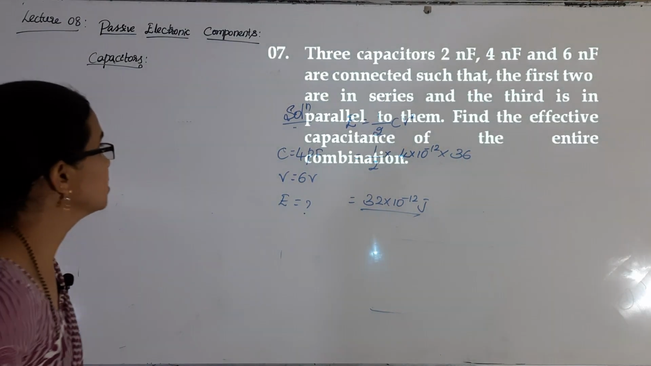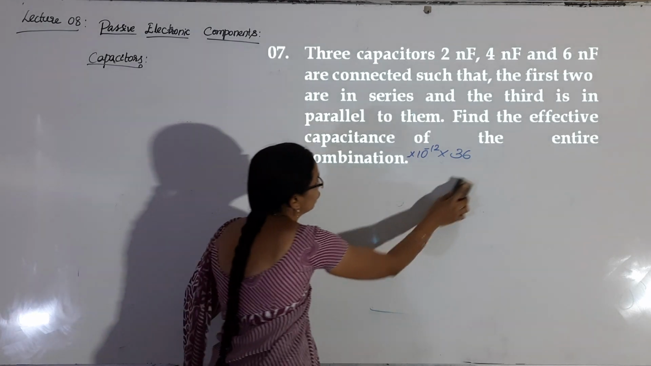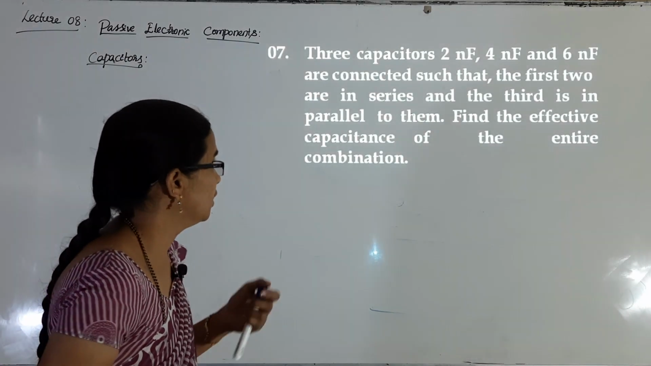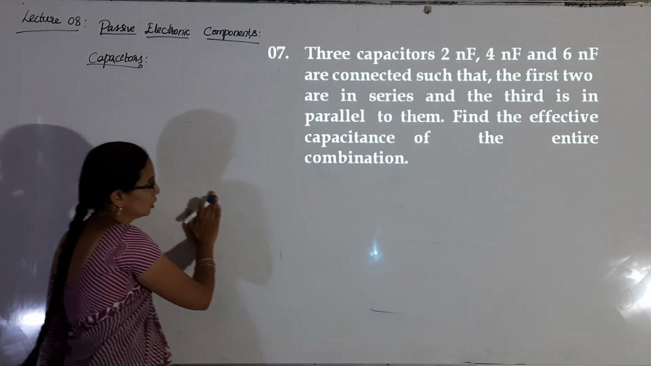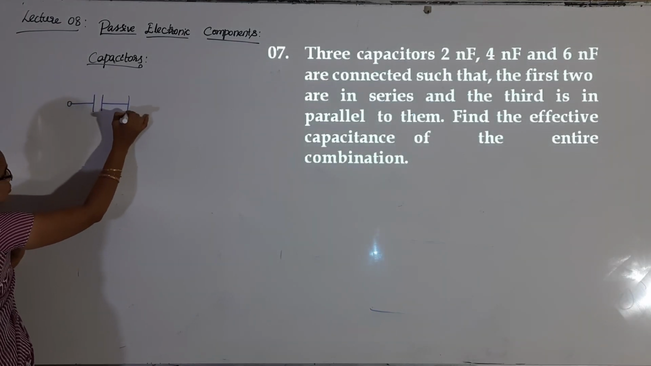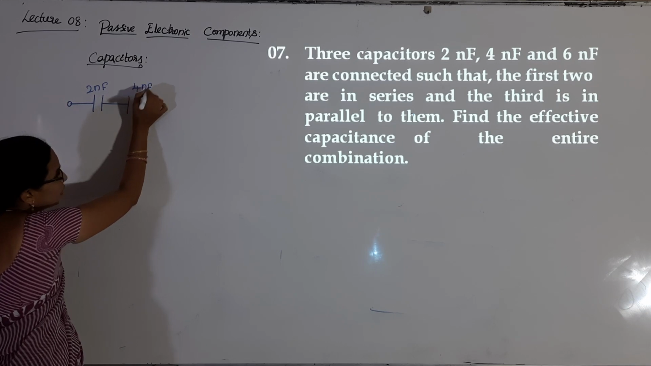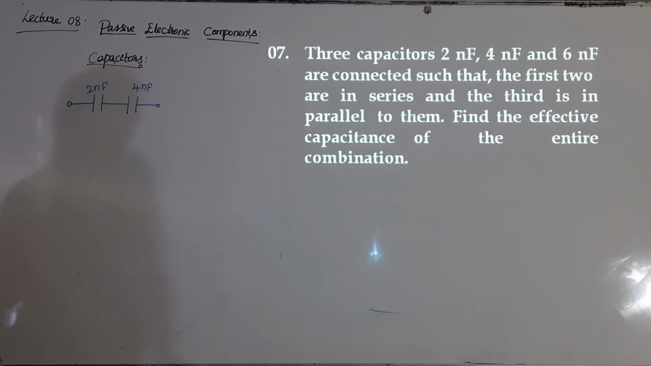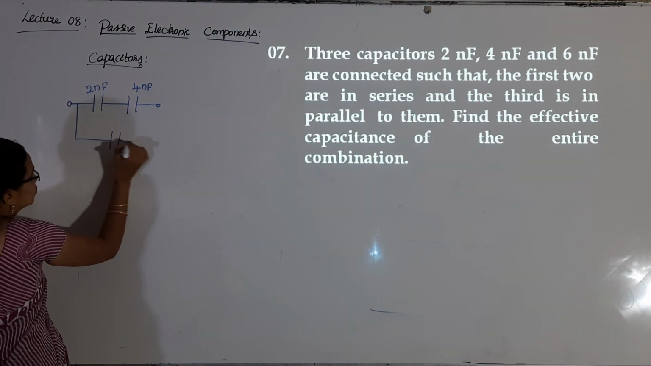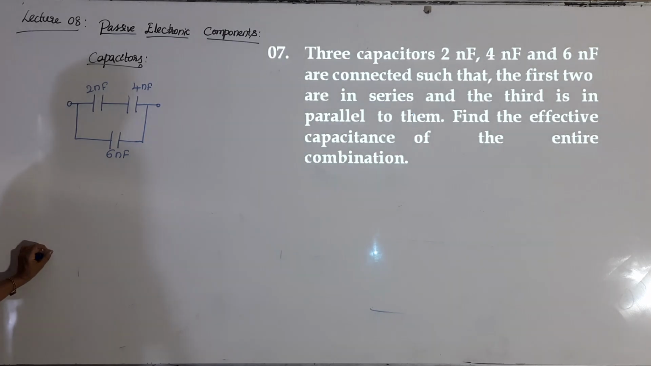Next is 3 capacitors of 2 nanofarad, 4 nanofarad and 6 nanofarad, connected in such a way that the first 2 are in series. For that we have to write the circuit. Two nanofarad and 4 nanofarad are connected in series, and the third, 6 nanofarad, is connected in parallel to them. Find the effective capacitance of the entire combination.